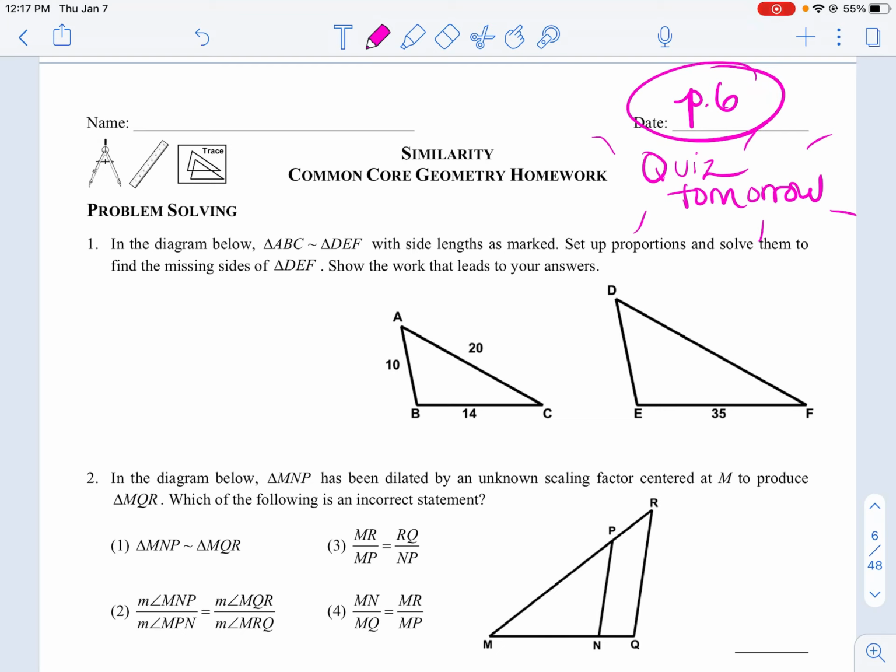So if you look here, we're going to first match up the sides that we have. So we have 14 and 35. Those sides we know match up. And we can check that by saying here BC matches up with EF. So I'm going to set that up as my scale factor, 14 over 35. Now I'm going to put some variables in here. 10 should match up with this DE. I'm going to put an X in there because we don't know. And then I'm going to do the same thing here. AC should match up with DF.